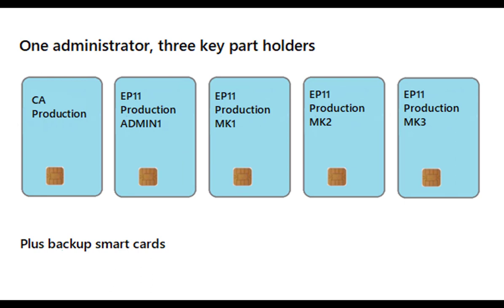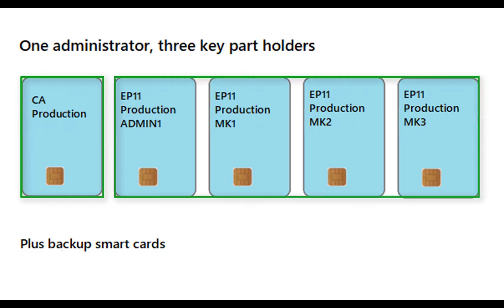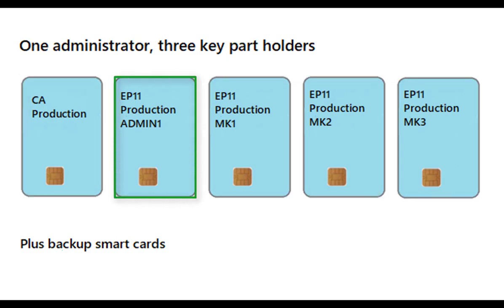A more secure configuration is to create a CA smart card and 4 EP11 smart cards. One EP11 smart card will contain just a signature key. The other 3 EP11 smart cards will each contain a single master key part. With this configuration, all 4 EP11 smart card owners need to cooperate to load the master key register.